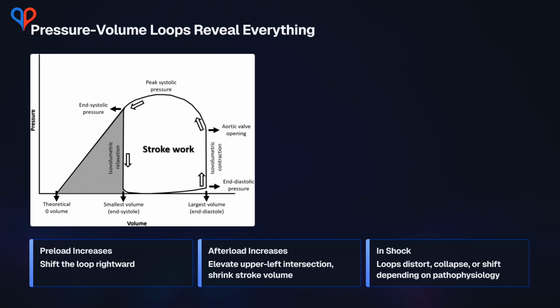Pressure-volume loops reveal everything. Preload increases shift the loop rightward. Afterload increases elevate the upper left intersection point and shrink stroke volume. In shock, these loops distort, collapse, or shift depending on the dominant pathophysiology.